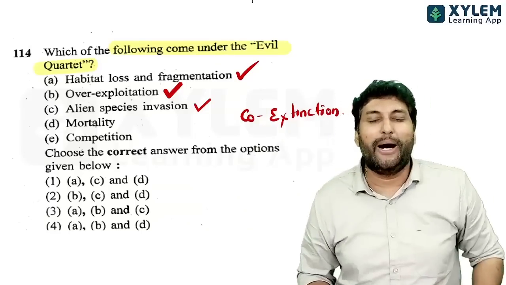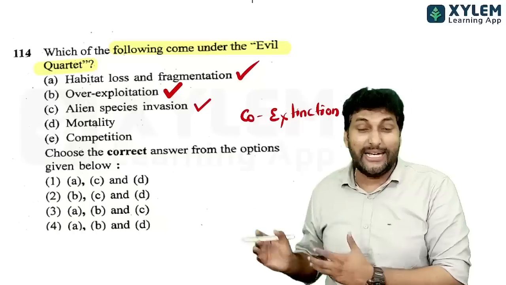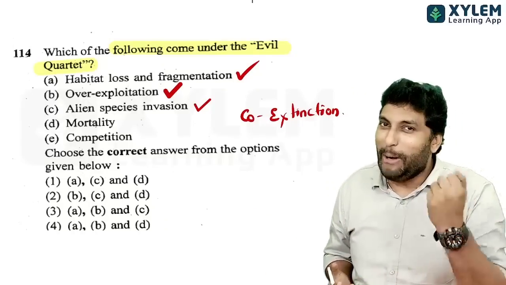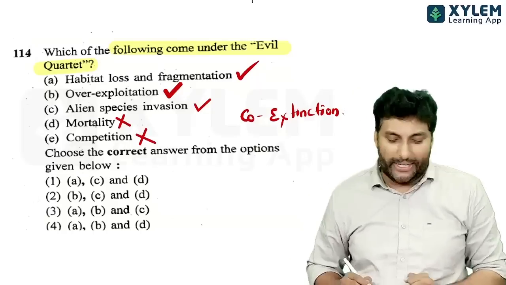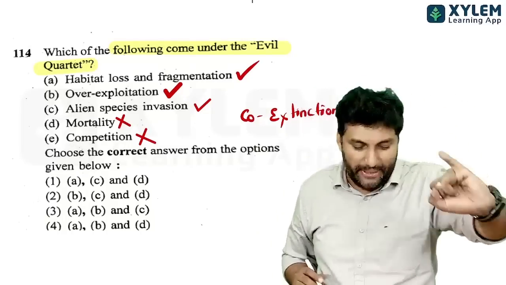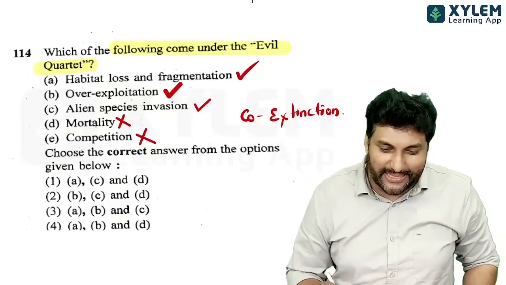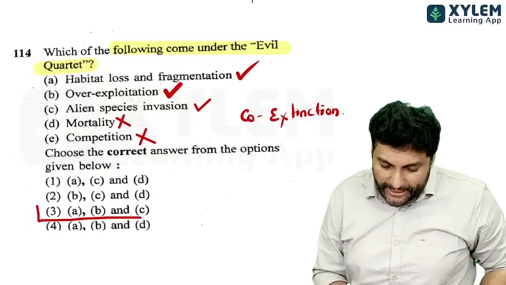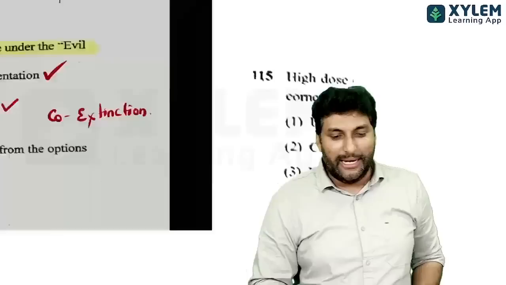Reason for biodiversity loss or destruction. But co-extinction is not given in the options anywhere. Mortality is not right. Competition is not right. So actually A is correct, B is correct, C is correct. So the right answer goes to number 3. A, B and C is the right one. Okay, let's move to the 115.